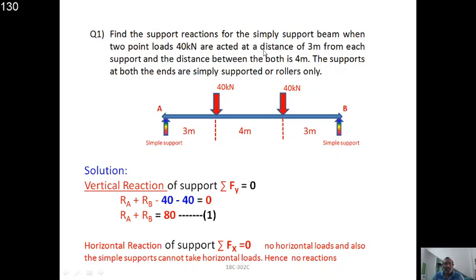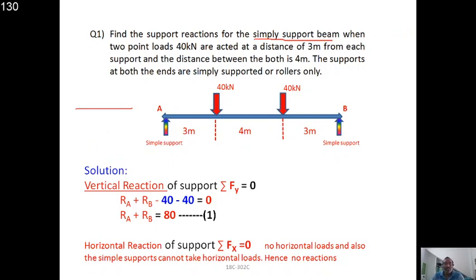Find the support reactions for a simply supported beam when two point loads of 40 kN act at a distance of 3 meters from each support. So he is saying that it is a simply supported beam. So it is very easy to draw a simple support, and he has not stated which support it is, which type of hinge, simple or roller. He has not stated. So we are keeping calm now.